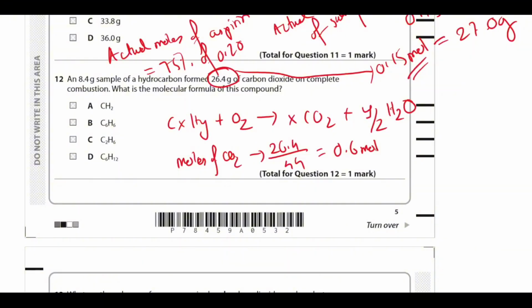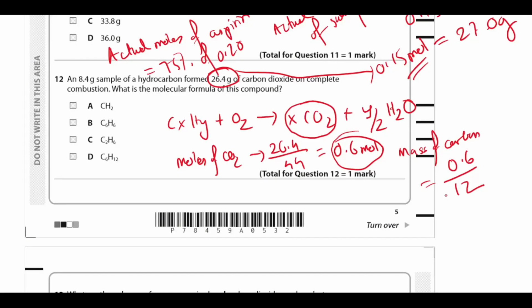Okay, we know the moles of carbon dioxide. Now, each carbon dioxide molecule contains one carbon atom, so the moles of carbon would be the same thing, which is 0.6 mole. Right, so let's find the mass of carbon now. We know the molar mass of carbon, which is about 12, so we need to multiply it: 0.6 times 12 would give us the mass of 7.2 grams. So we now know the mass of carbon.